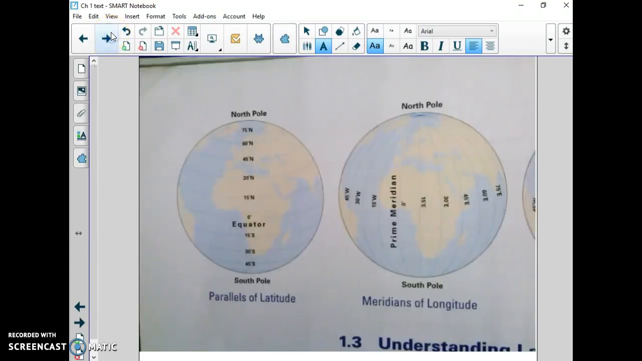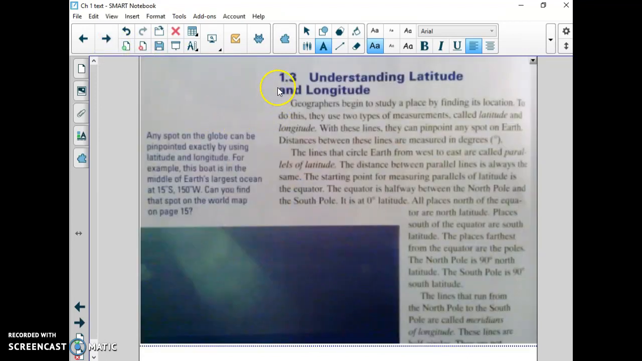Here we have the lines of latitude and longitude. The equator is at 0 degrees latitude. The prime meridian is at 0 degrees longitude. 1.3. Understanding latitude and longitude.